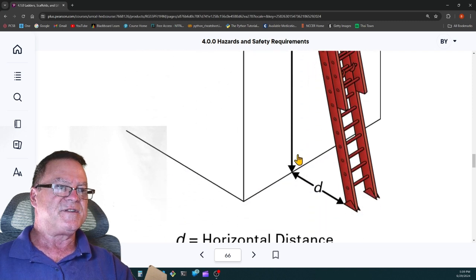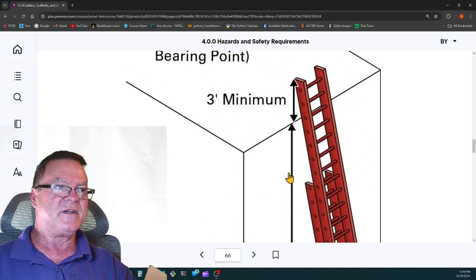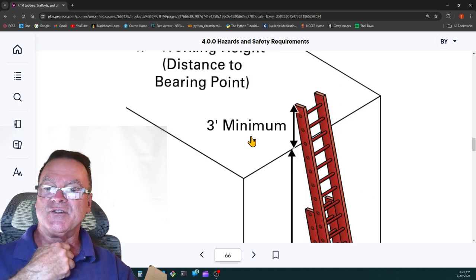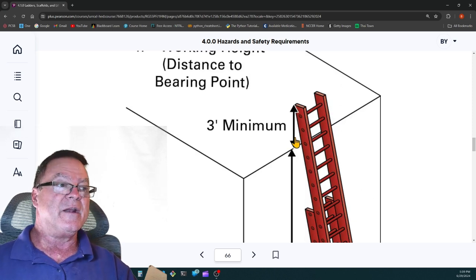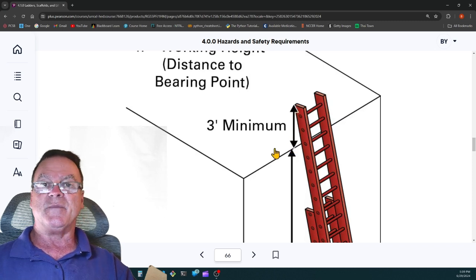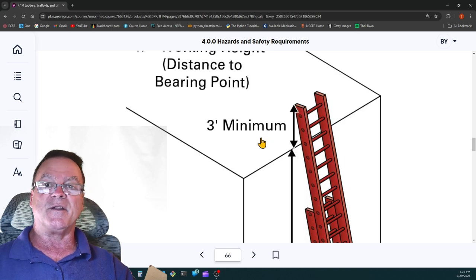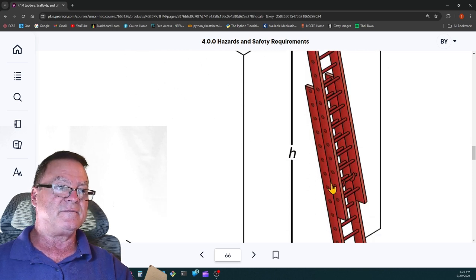So if this is 16 feet, then the distance out from the base of the building or the wall to the rungs, to the rails, should be 4 feet. It should be 1/4 of that working distance. And if you're using a ladder to gain access to a landing above, you need a minimum of 3 feet above the landing you're going to be stepping off to. That gives you something to hang on to when you're stepping onto the platform, onto the landing.